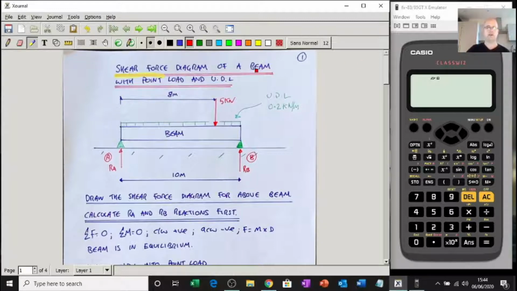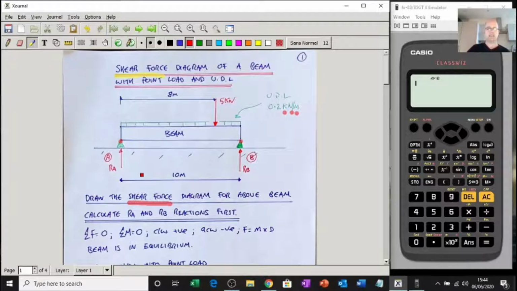This is a shear force diagram, and we've got a beam with a point load of 5 kilonewtons there, 8 meters in, and a load across the entire length of the beam. The beam is simply supported by these two, no overhang. The overhang one is the daddy of them all, really. The UDL is 0.2 kilonewtons per meter, and we've got to find or draw the shear force diagram. Don't forget, draw really means with a bit of graph paper. I'm probably going to sketch this using a ruler and some pens.